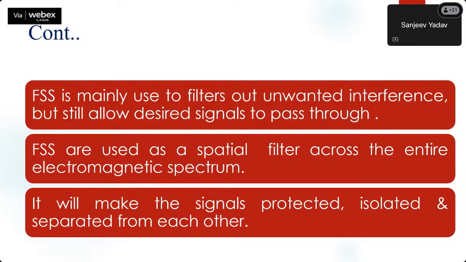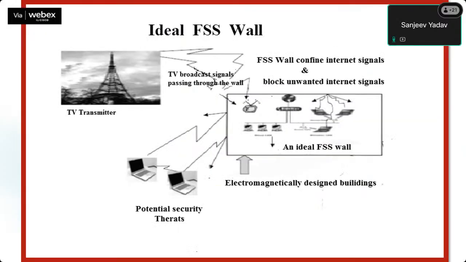These FSS are mainly used to filter out the unwanted interference. Whatever frequency we want to pass is the only one allowed to pass, and all other frequencies are stopped. They are used as a spectral filter across the entire electromagnetic spectrum. It makes the signals protected, isolated, and separated from each other. Whatever desired signals we want to transmit can be transmitted, and other undesired signals are stopped. Like in this figure, we can see that this is the ideal FSS wall.